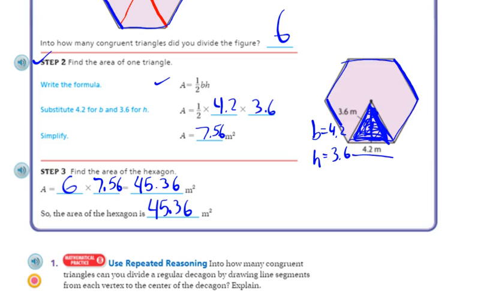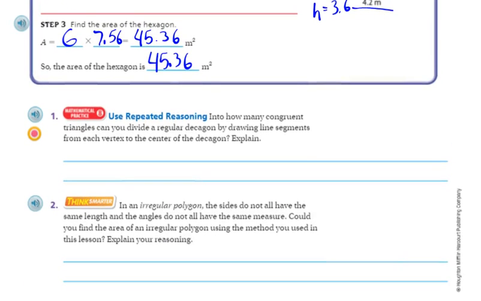So you find the area of 1, like I said, multiply that by how many you have for your total area. Let's go ahead and scroll down to question 1 right here. See if we can get our brains working a little bit, thinking about what we're actually doing here.